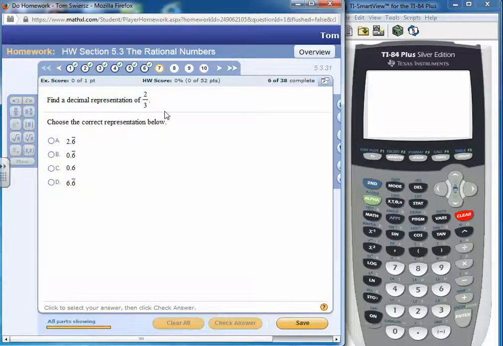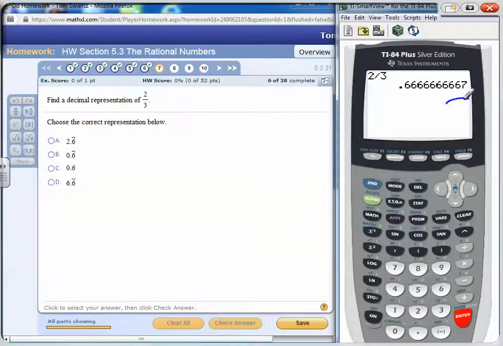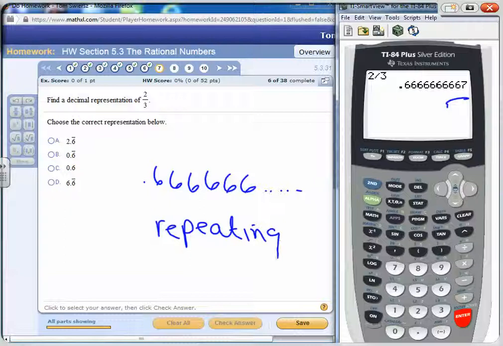All right, find a decimal representation of 2/3. All right, numerator divided by denominator, and you get 0.66666. Now, what happens on the calculator, the last number, if you notice, is a 7, okay? But it rounded it off, so really it's 6666666, and it keeps on going forever. Now, to indicate it's going on forever, it's a repeating decimal, okay? It repeats. To indicate it's repeating, we put a bar over the fraction part.